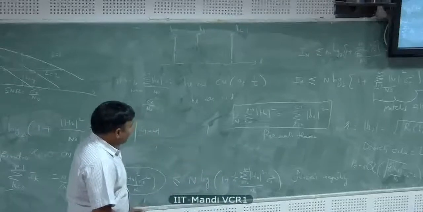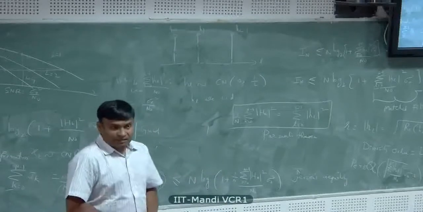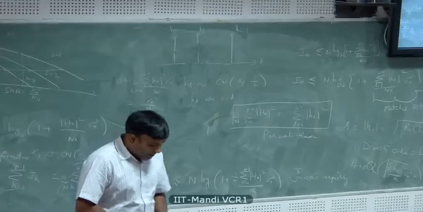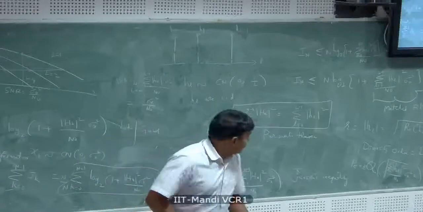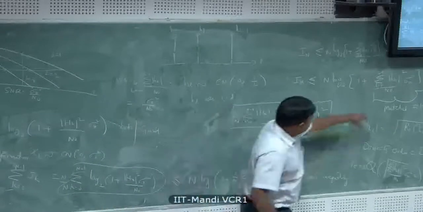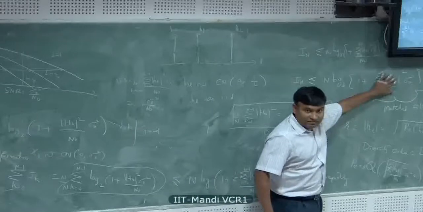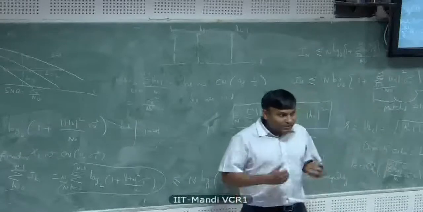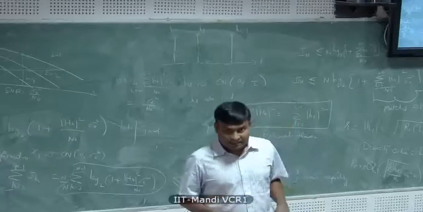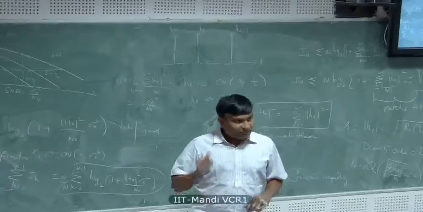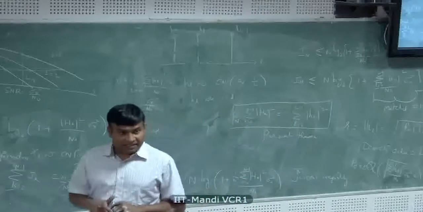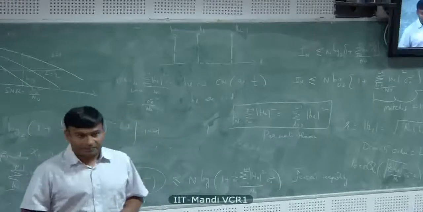Okay, so let's find a way of tapping into the diversity offered by the rich scattering channel. How do you tap this? How do you exploit it? Okay. In OFDM, the way of exploiting this diversity is through channel coding.